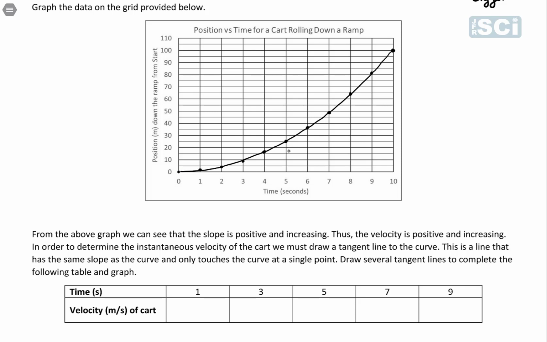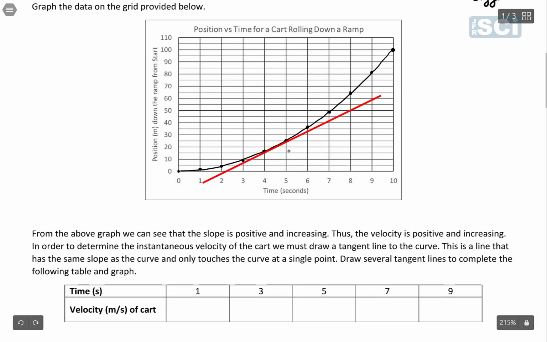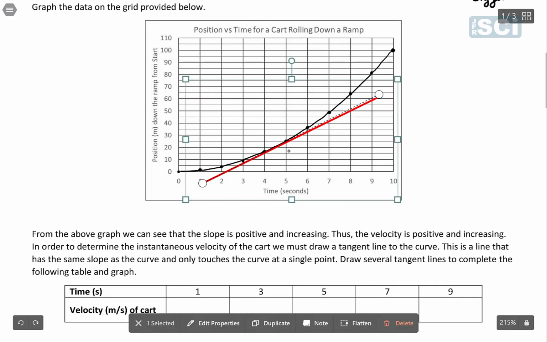The tangent line will only touch the graph at one point, and it will have the same slope as the point that it's touching the graph at. So I'm going to draw a tangent line that touches exactly at 5 seconds. That needs to be a little steeper.